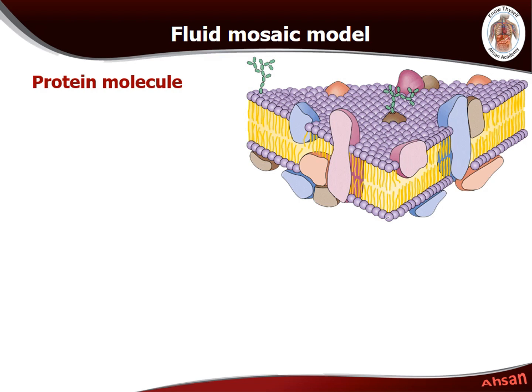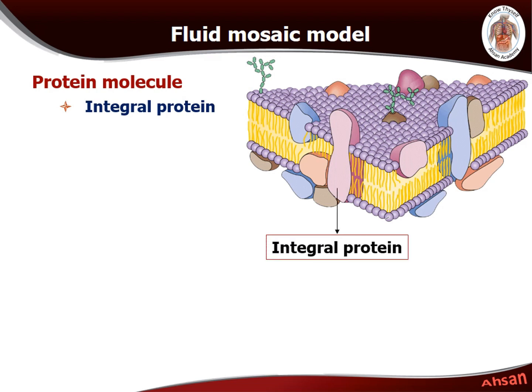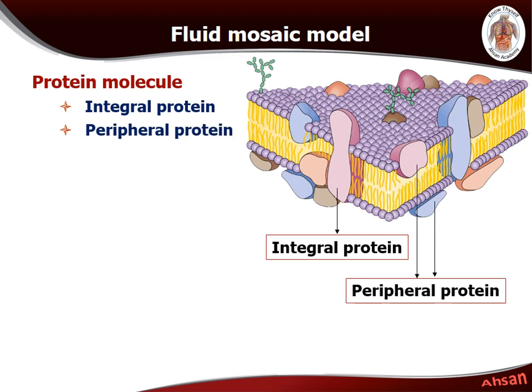In the fluid mosaic model, the protein molecules are oriented in two ways. It may be integral protein. You can see this protein penetrates both the layers. And the second type is the peripheral protein which floats. It may float on the outer surface and can float on the inner surface. These proteins do not cross the whole thickness of the membrane.